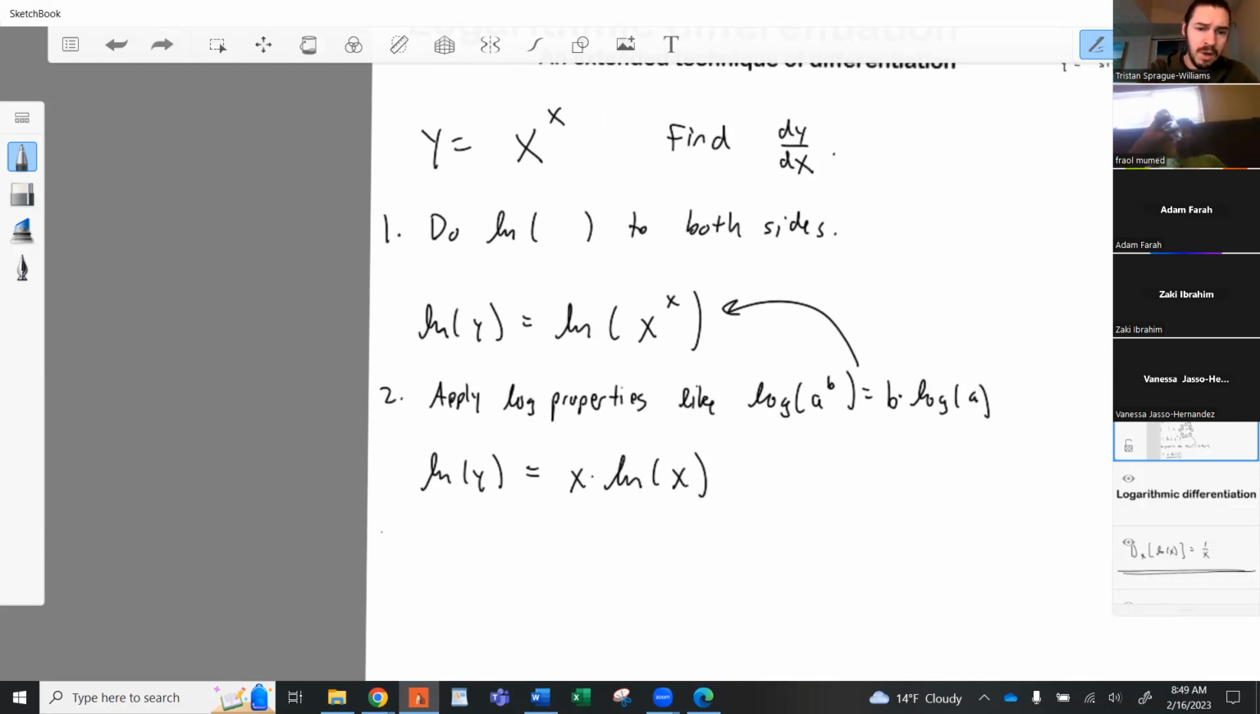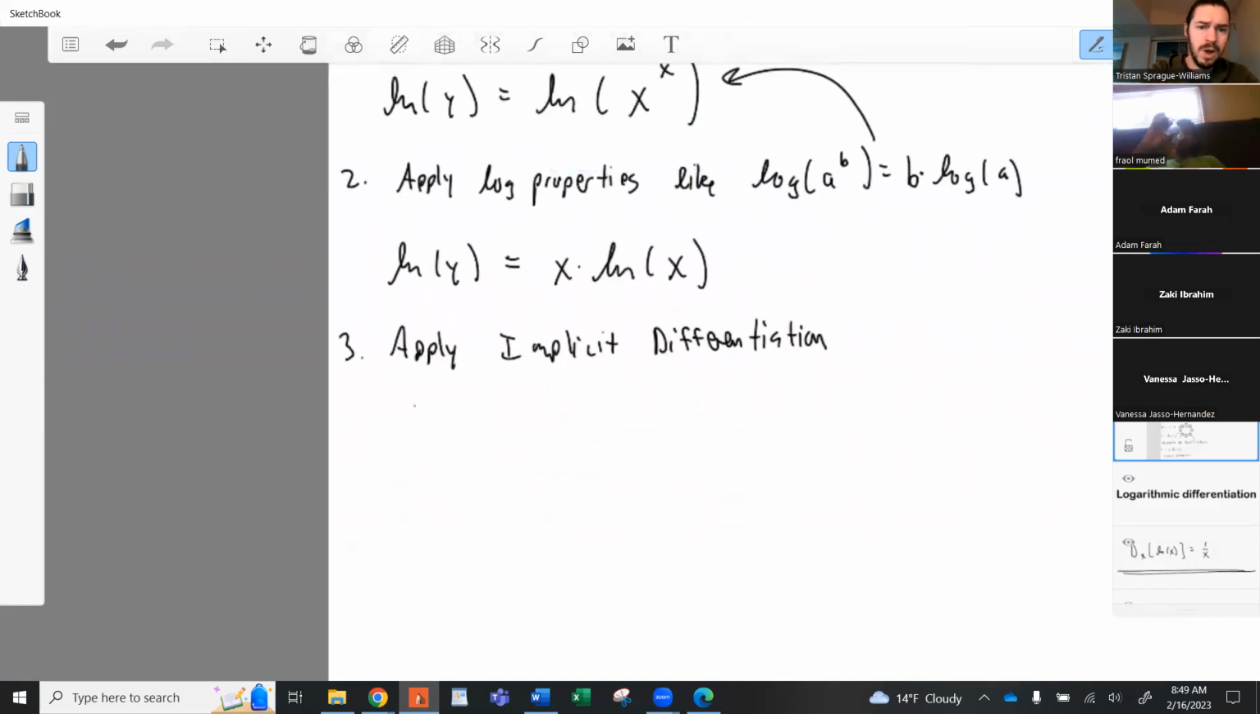So our next step here is to differentiate. But because we have the natural log of y on the left side instead of just regular old y, we actually need to apply implicit differentiation. Okay, so on the left, we got 1 over y, derivative of the natural log of y. But because it's y, and we want to differentiate with respect to x, we have a times y prime, like that.